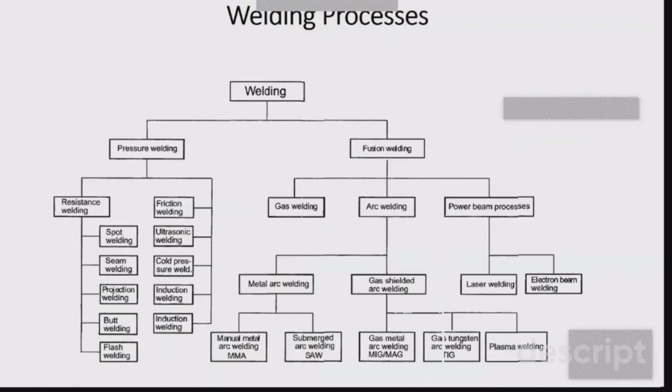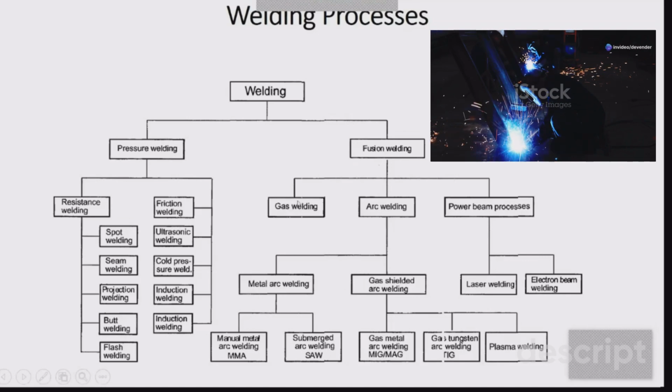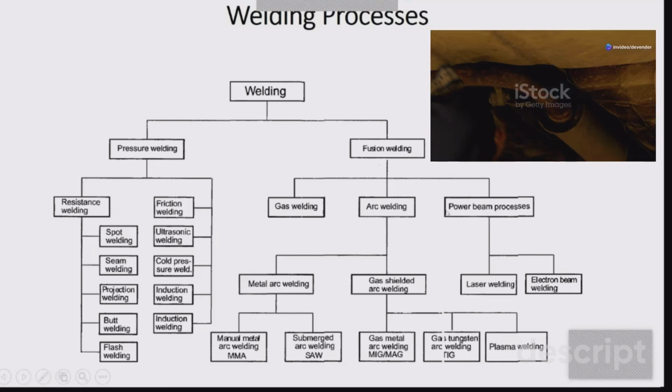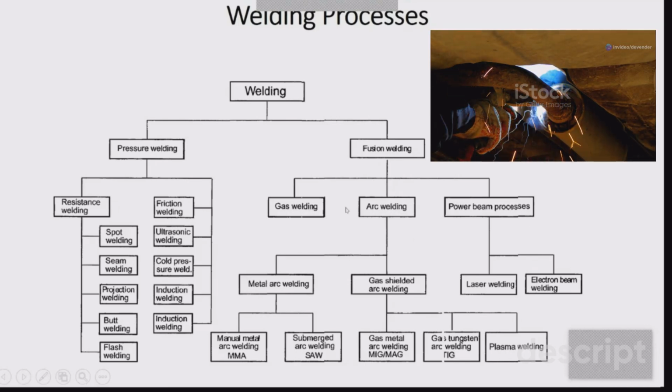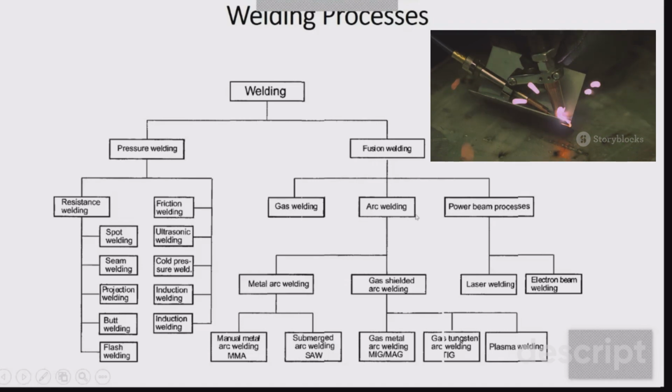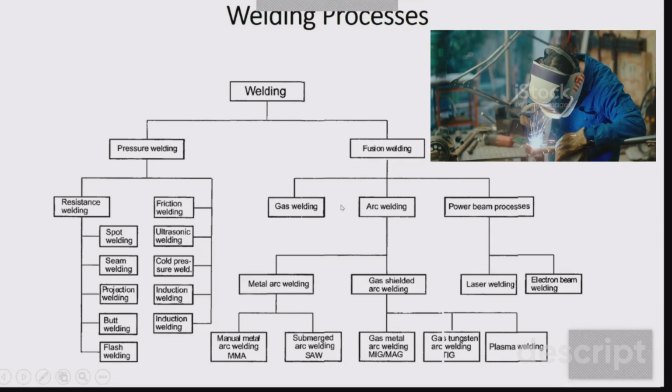After this, we will discuss the classification of welding processes. Welding is mainly divided into two broad categories: fusion welding and pressure welding. First, we will discuss the fusion welding process. In fusion welding, we require heating, and heating causes the melting of the workpieces and fusion of the workpieces together. Fusion welding is further divided into three subcategories: gas welding, arc welding, and beam processes. These three categories are divided based upon the source of the heat generation in the welding.